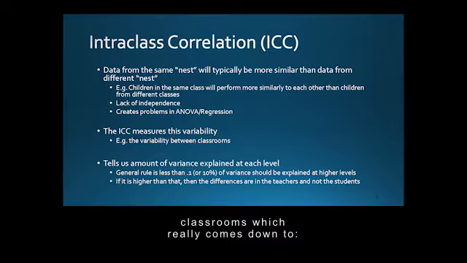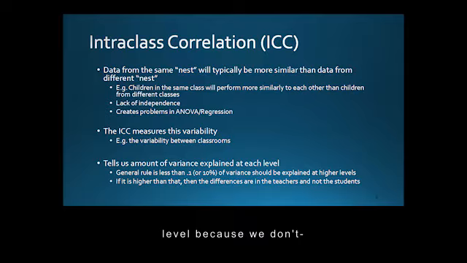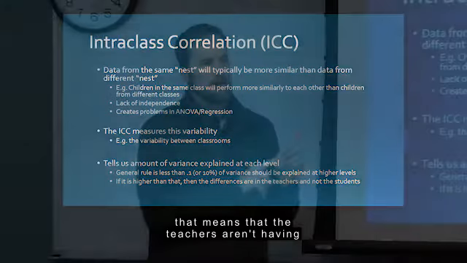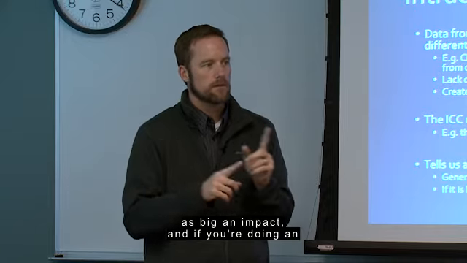It really comes down to the amount of variance explained at the different levels, and I think Seth's going to give an example. We want most of our variance to be explained at the student level. Think about what that means for a second: if it's explained more at the student level, that means the teachers aren't having as big an impact.